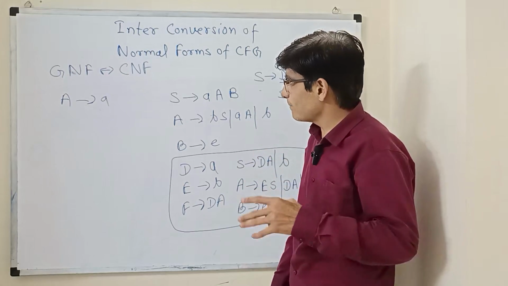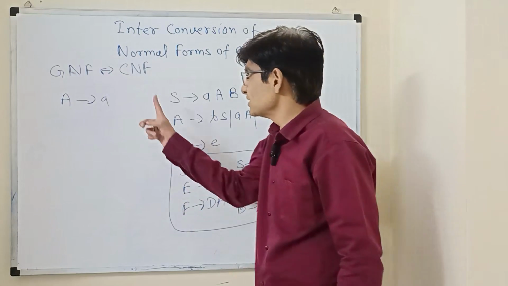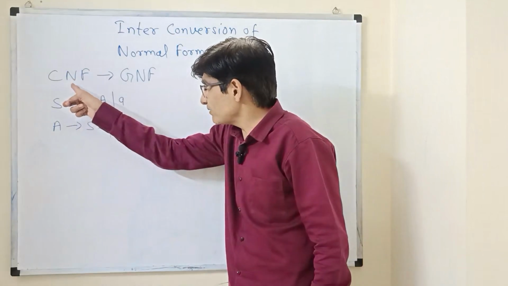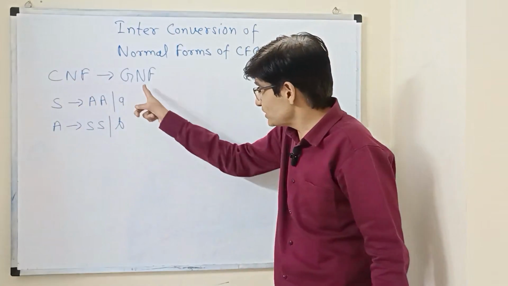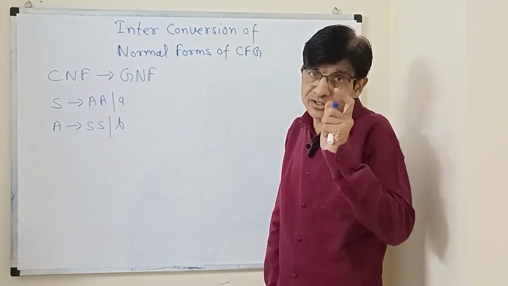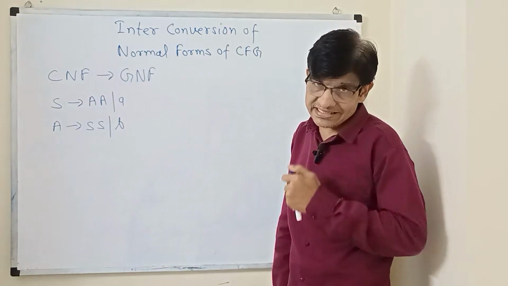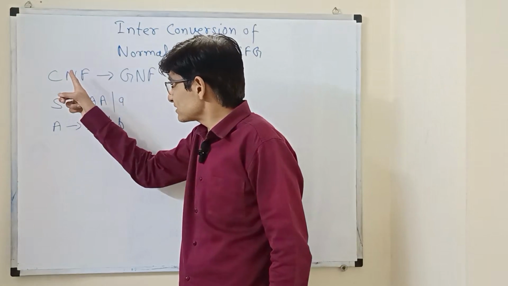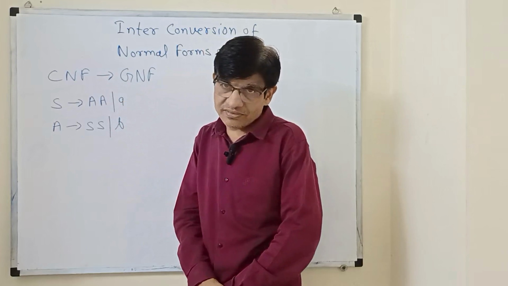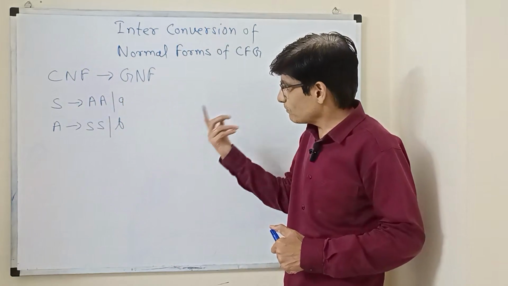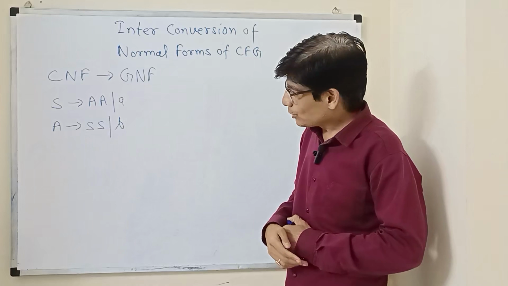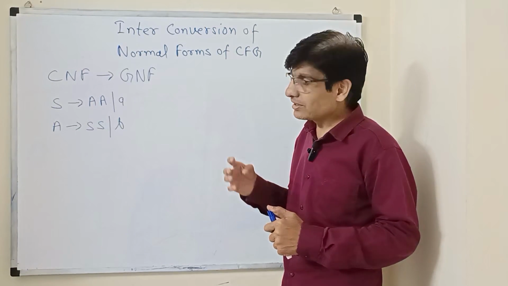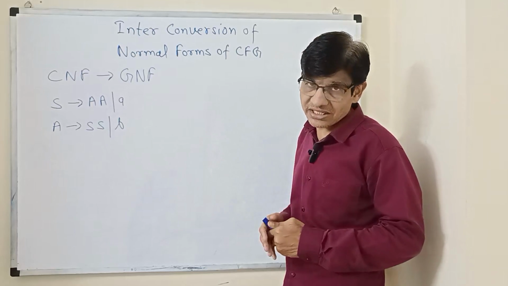Now I will take one example of reverse conversion, that is CNF to GNF. So now friends, we will convert any given grammar which is in CNF into GNF. Conversion of GNF into CNF is very easy, as you have seen in one example here. But sometimes conversion of CNF into GNF is complex. So one example I have taken here, through which I will explain how to convert any CNF into GNF.